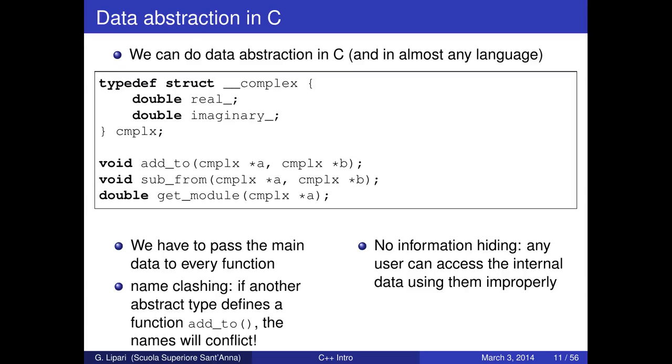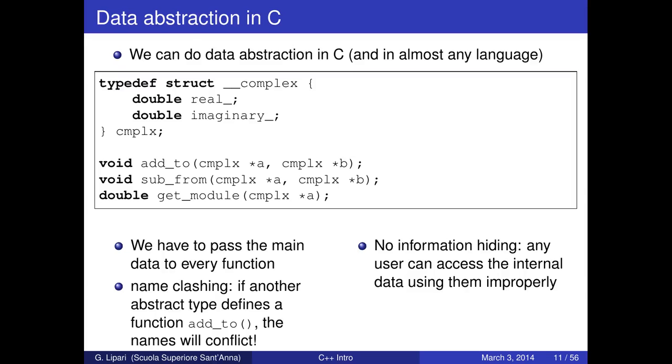For example, you have to use pointers a lot when you do these kind of things, because you have to pass this object to the function, and the function has to modify it. So you need to use pointers. And this data has to be passed to every function explicitly, okay?